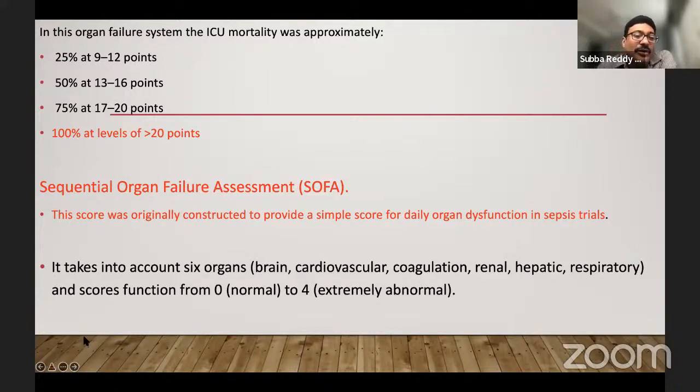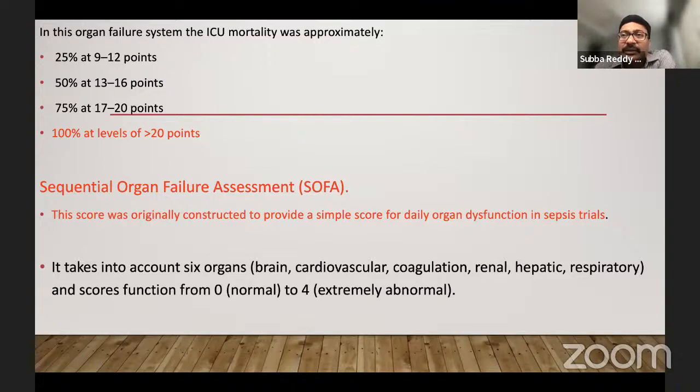The sequential organ failure assessment, the SOFA scoring, which is very, very commonly used now, and to identify patients in sepsis in the wards, we have qSOFA also. This score was originally constructed to provide a simple score for the daily organ dysfunction in sepsis trials. So initially, for the sepsis trials, they wanted a scoring system which is based on organ failure. So they have taken the SOFA score for most of the sepsis trials.